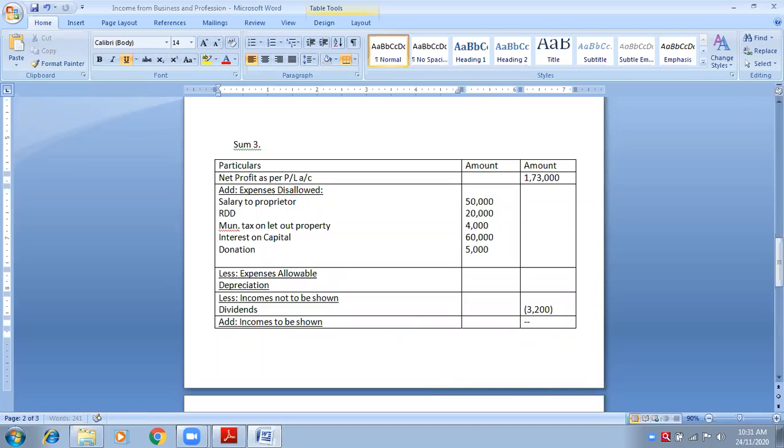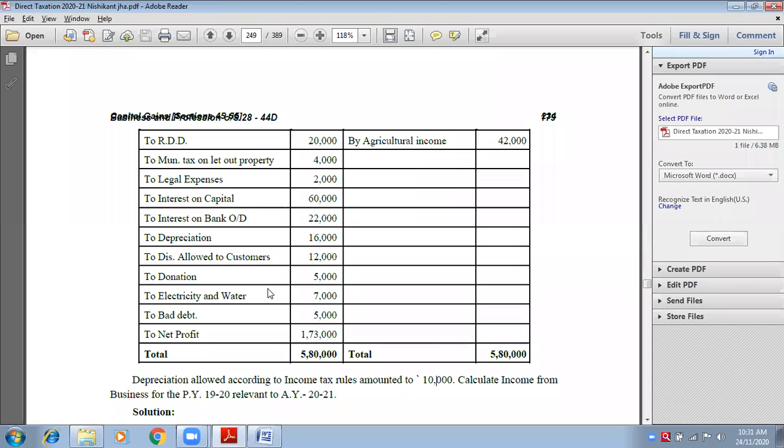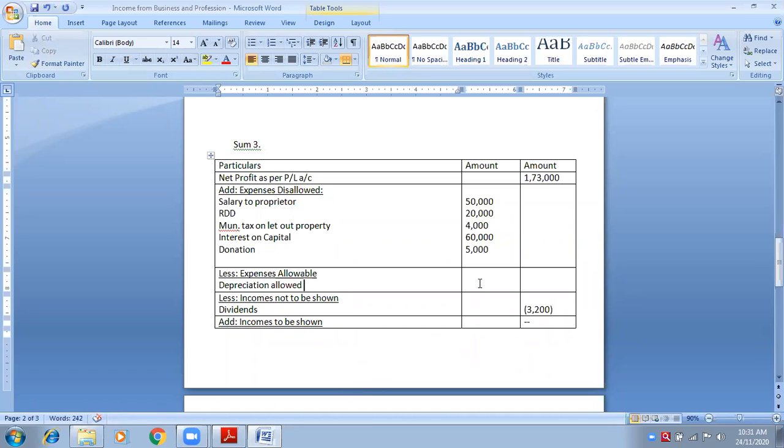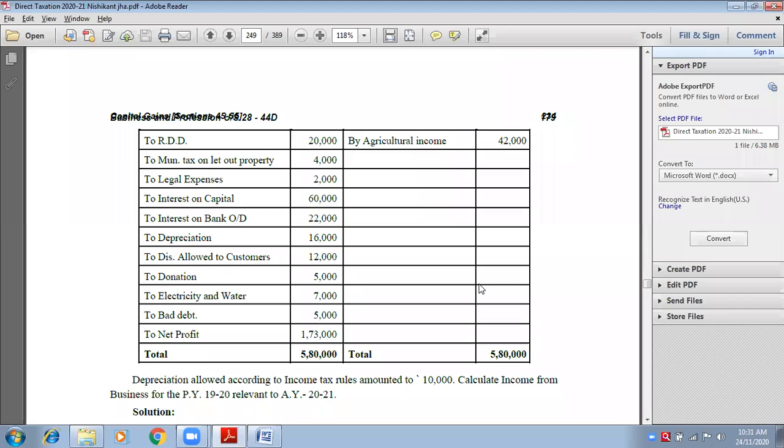So here I will write depreciation allowed. How much is the depreciation allowed? 10,000. So I will write here as 10,000. But this much is not done. Because we had depreciation in the trial balance also, inside the P&L. Look at this point, depreciation. How much is the depreciation in the P&L? 16,000. Yes. So you as a businessman have shown depreciation as 16,000.